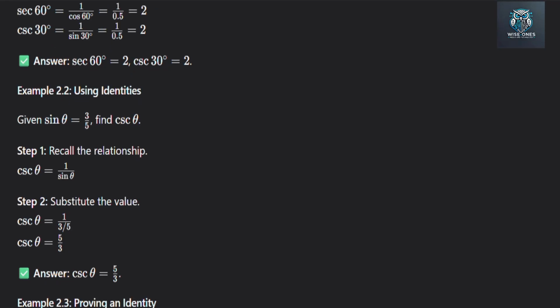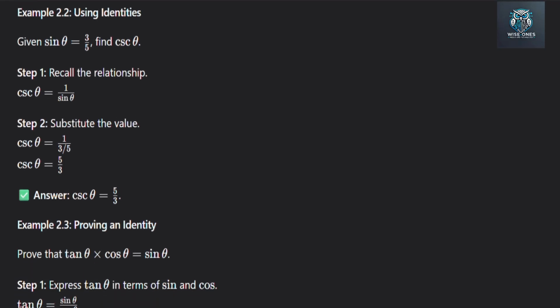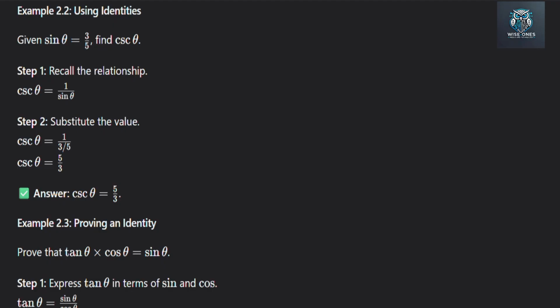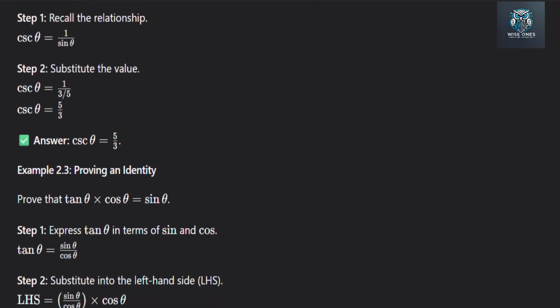Now let us look at example 2.2. Using identities. The question is, given sine theta equals 3/5, find CSC theta. Step 1. Recall the relationship. CSC theta equals 1 over sine theta. Step 2. Substitute the value. CSC theta equals 1 over 3/5. When you divide 1 by a fraction, you flip the fraction. So, CSC theta equals 5/3. Answer, CSC theta equals 5/3, simple substitution.